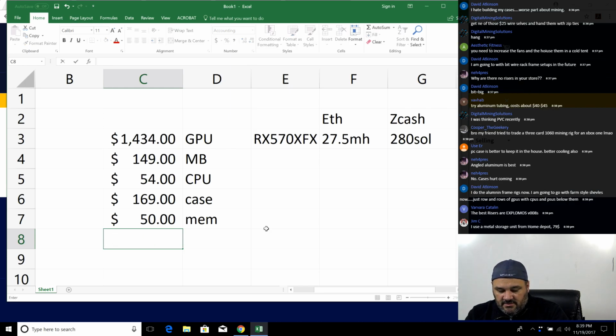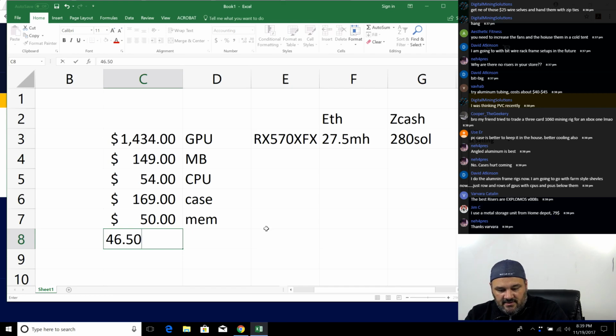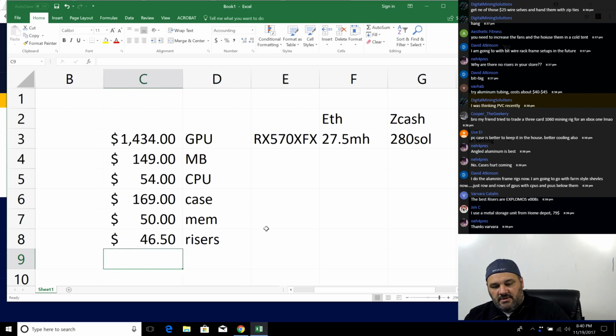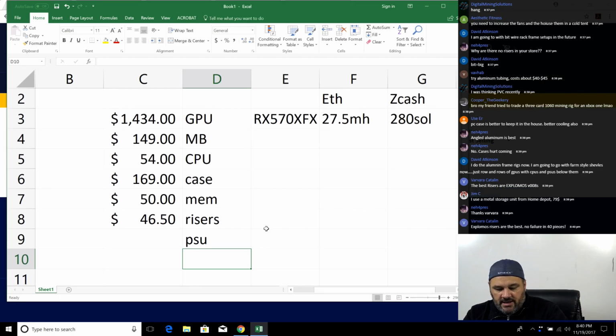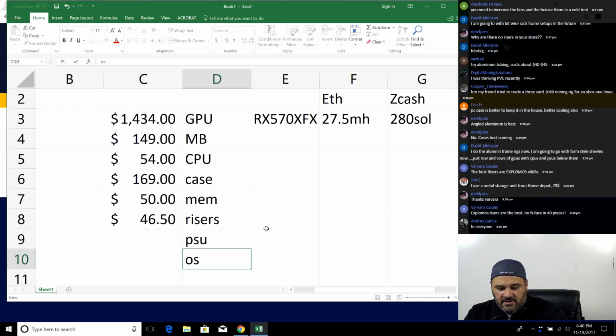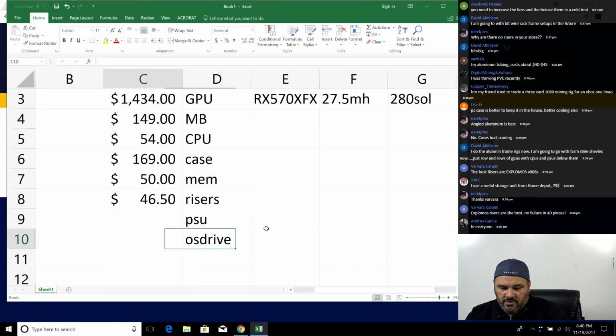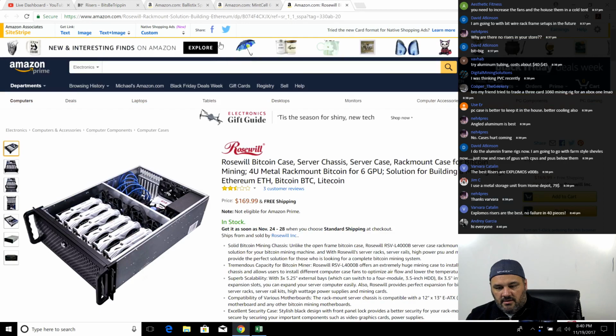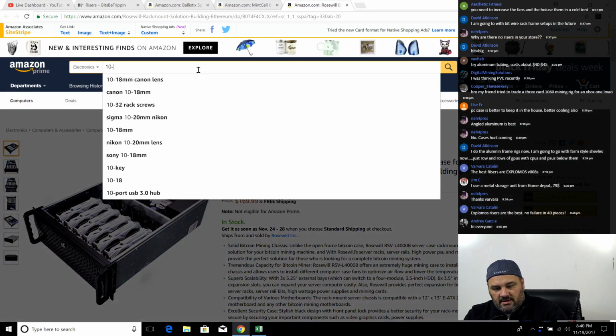Mint Cell is $46.50. Risers, 6 of those, and then PSU, and then OS drive. If you go with just a memory stick, it's about $6, and for the PSU on this kind of build, I would go with 1,000.